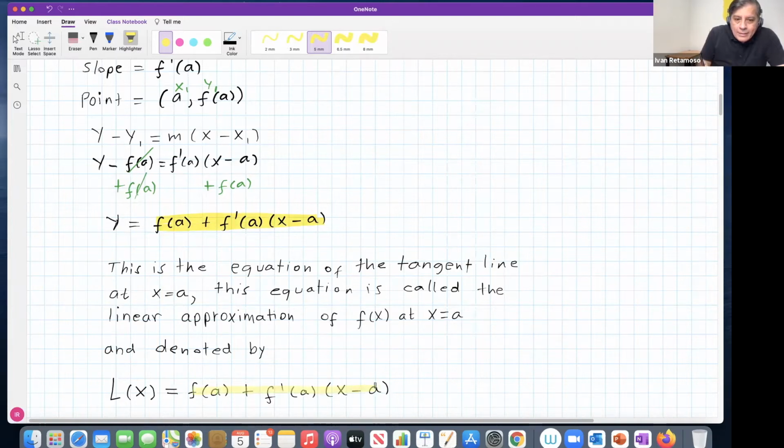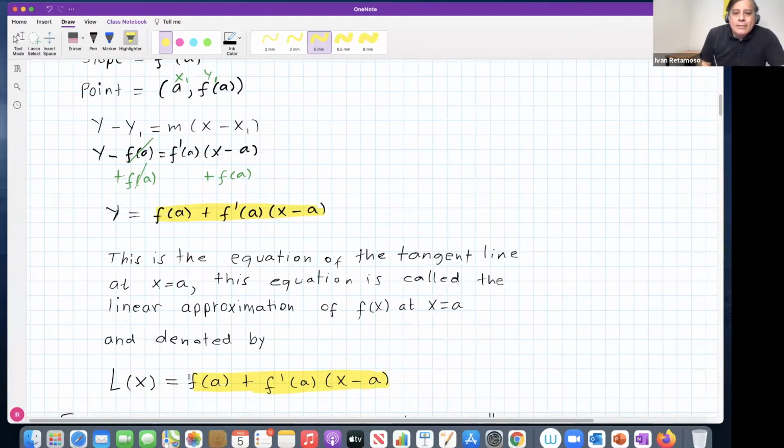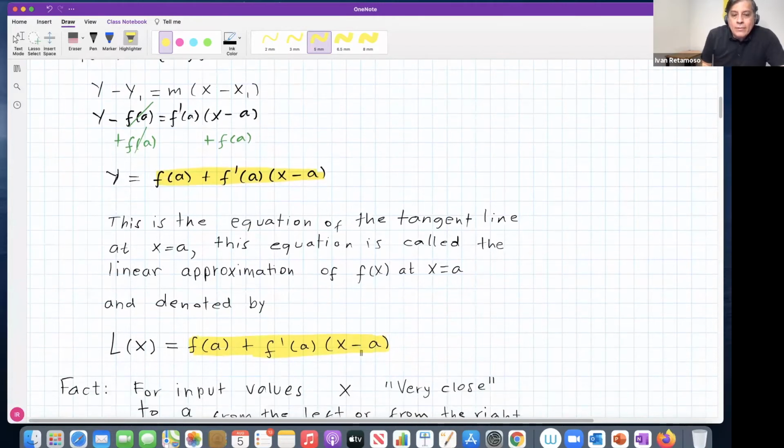And then they symbolize this with a capital L, L of x. L stands for linear, right? Linearization. So the linearization of the function is this formula: f of a plus f prime of a times x minus a, where a is the base point.